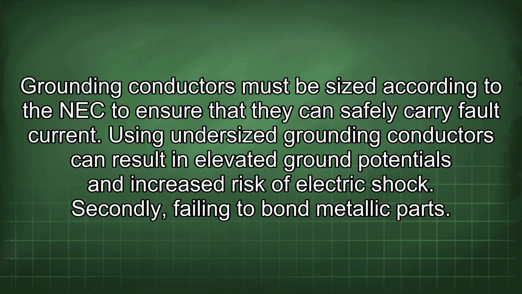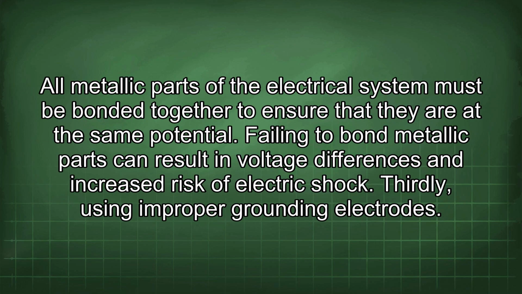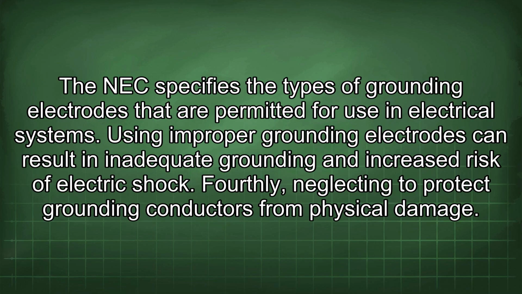Secondly, failing to bond metallic parts. All metallic parts of the electrical system must be bonded together to ensure that they are at the same potential. Failing to bond metallic parts can result in voltage differences and increased risk of electric shock. Thirdly, using improper grounding electrodes. The NEC specifies the types of grounding electrodes that are permitted for use in electrical systems. Using improper grounding electrodes can result in inadequate grounding and increased risk of electric shock.